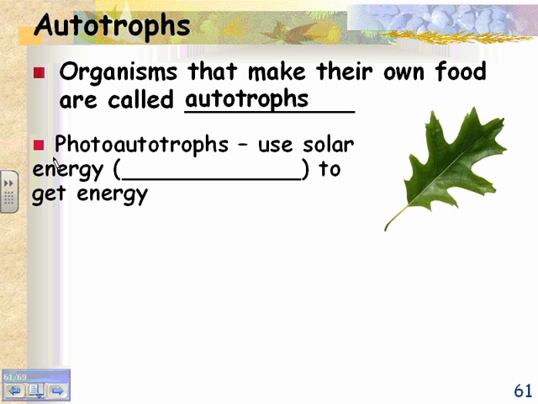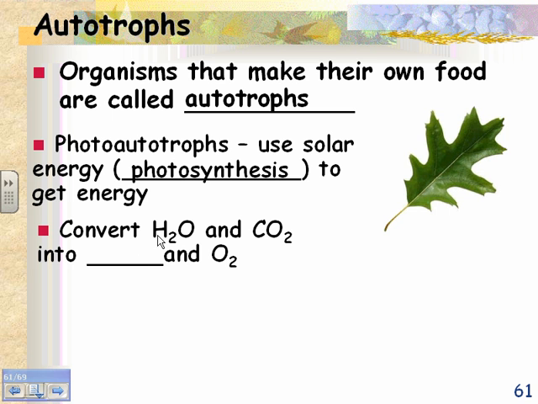If you add the word photo in front of that, like a photograph, think light. A photoautotroph uses sunshine or some type of light, solar energy. They do photosynthesis to get energy. So they convert water and carbon dioxide and sunlight into glucose and oxygen.